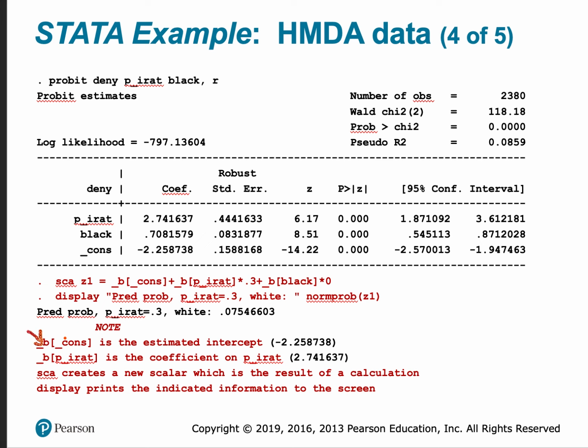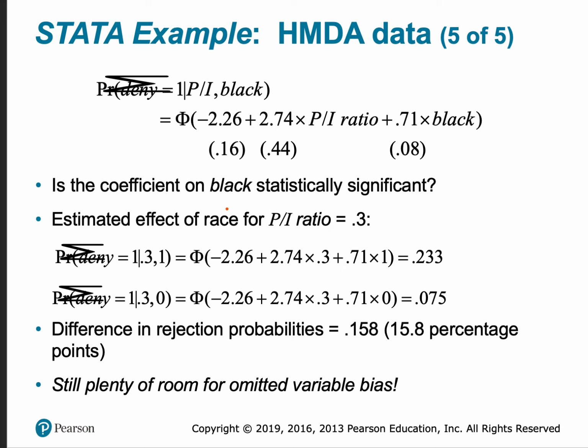Alright, so again, this code is our estimated intercept for this regression. This code is the coefficient on our payment to income ratio. sca creates the new scalar, which is the result of the calculation, and display prints the indicated information to the screen. Now let's finish out this example. The probability of deny given payment to income ratio and black is this regression, which comes from that regression table.